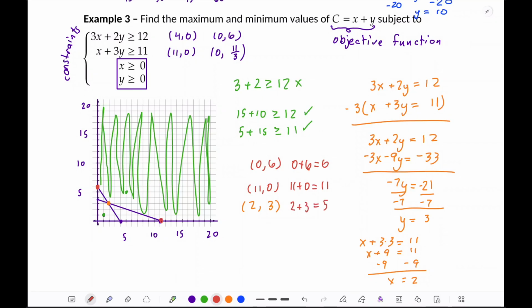So you might be tempted to say that 11 is our maximum and 5 is our minimum. But we really don't know if that's true or not. So what we have to do is pick another test point in our unbounded region as far away as possible. So 20, 20 is pretty good. So if I do 20, 20, that would become 20 plus 20, which is 40. So what that's telling me is that this is going up forever. So there is no maximum.